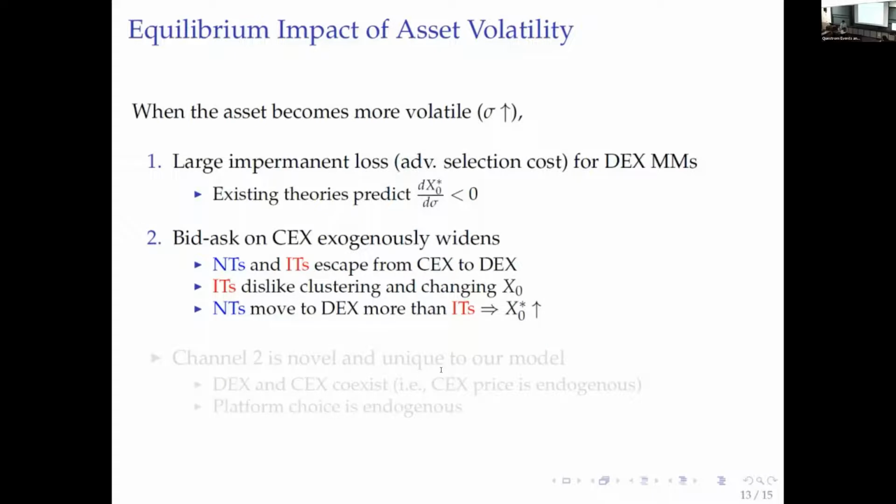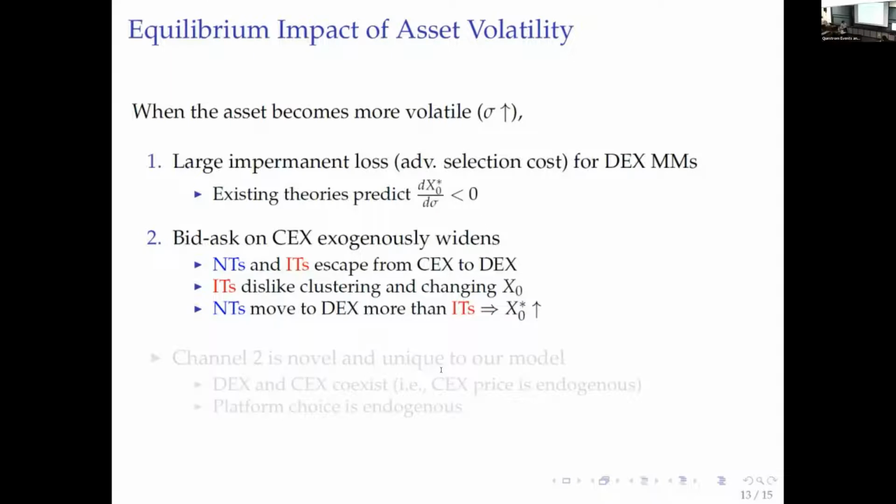But in our model, we have a second competing channel. If the asset becomes more volatile, we know that the bid-ask spread on a centralized exchange also gets wider. Adverse selection on the CX also gets worse, so the market maker is going to charge a wider bid-ask spread. And because of this wider bid-ask spread, both noise traders and informed traders on the centralized exchange try to escape from the centralized exchange to the decentralized exchange.